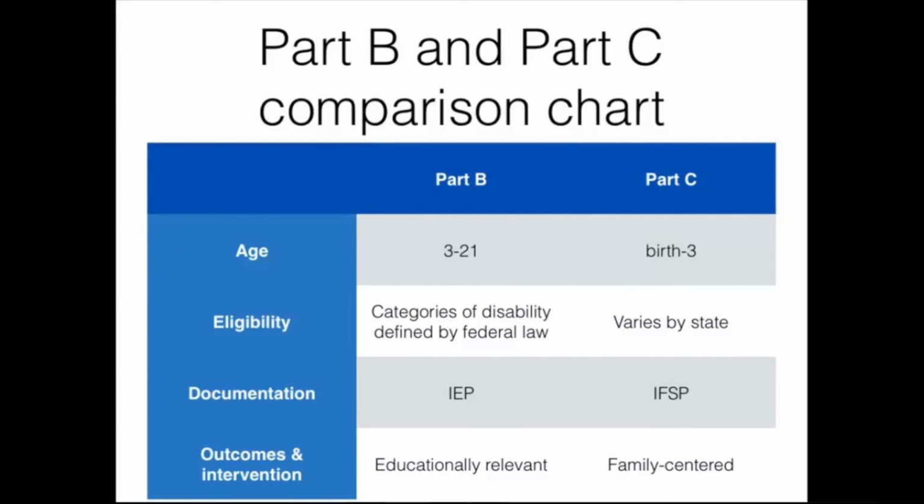And then this is just a real quick and dirty chart to compare IDEA Parts B and C. Again, Part B is 3 through 21, Part C is birth through 3. Part B eligibility is defined in categories of disabilities defined by federal law, whereas eligibility for Part C varies by state. Documentation for Part B is an IEP and Part C is an IFSP. And services for Part B are educationally relevant, whereas Part C services are family-centered and developmental.